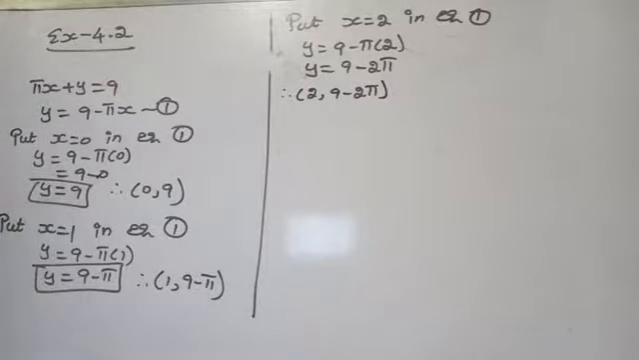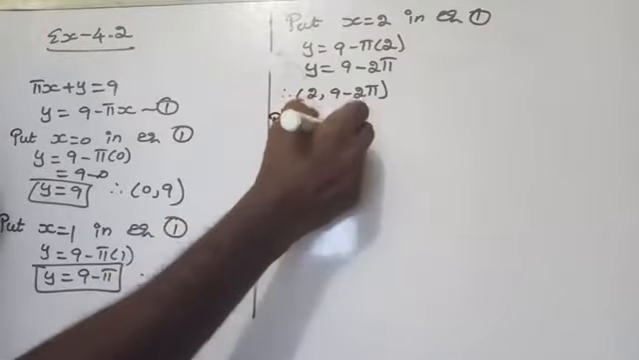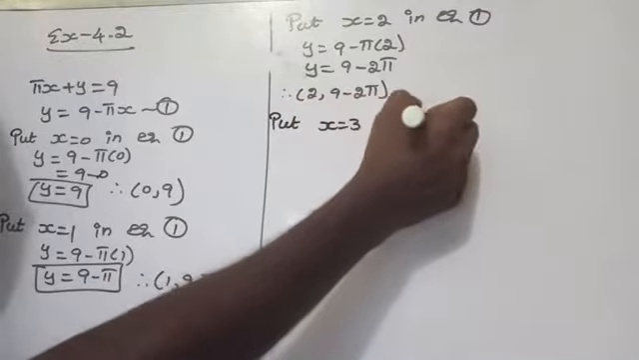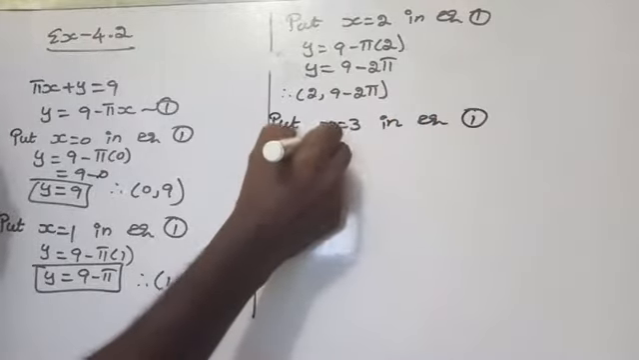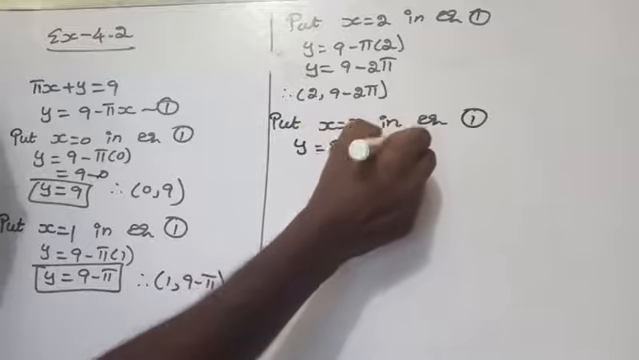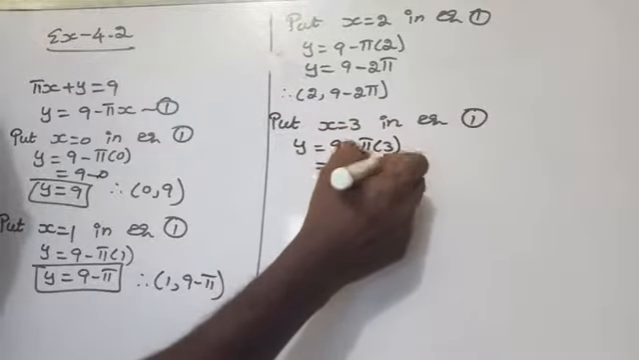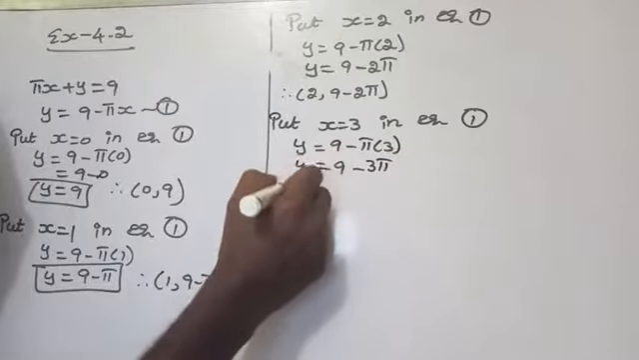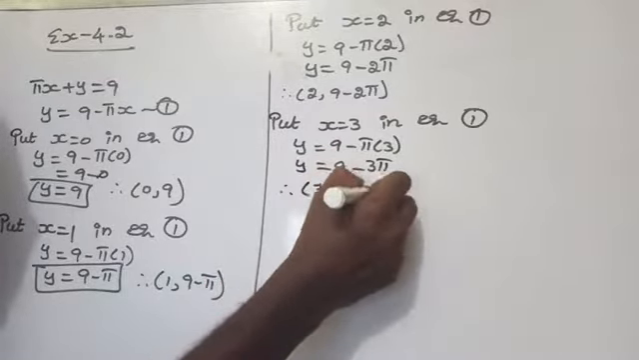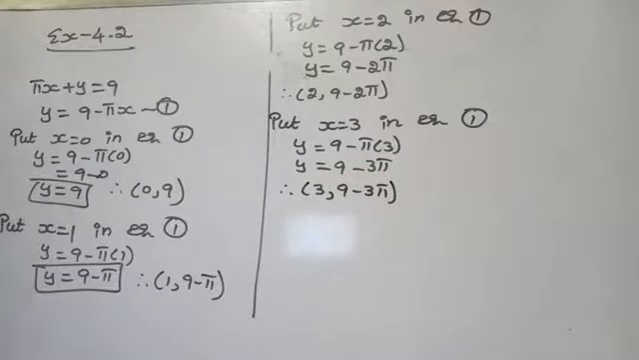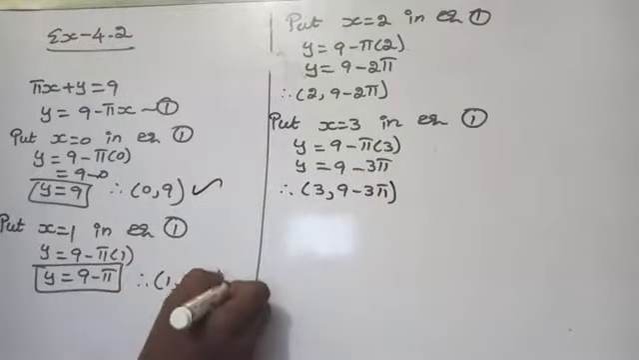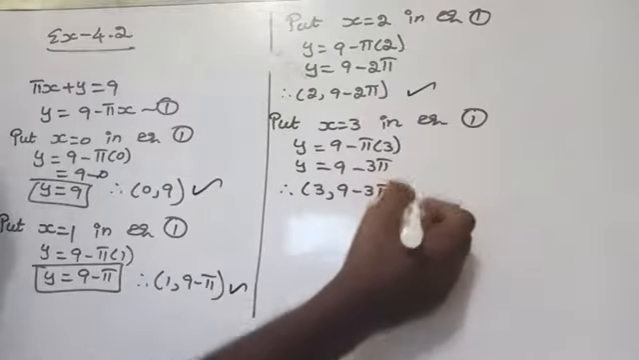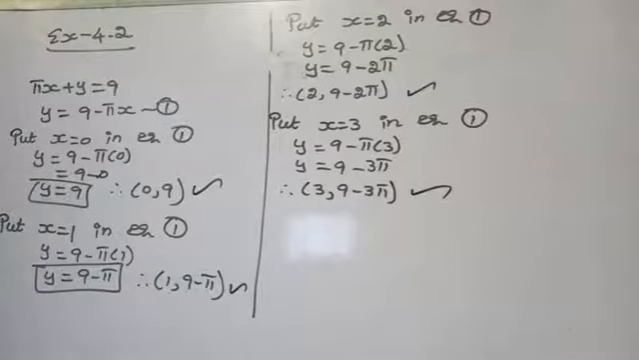Now put x is equal to 3 in equation 1. What will you get? y equal to 9 minus pi into 3, that is 9 minus 3 pi. This is the value of y. Therefore 3 comma 9 minus 3 pi is a solution for the given equation. So what are they? 0 comma 9, 1 comma 9 minus pi, 2 comma 9 minus 2 pi, 3 comma 9 minus 3 pi. These are the 4 solutions. Similarly you can find infinite number of solutions. Are you getting here? Yes.